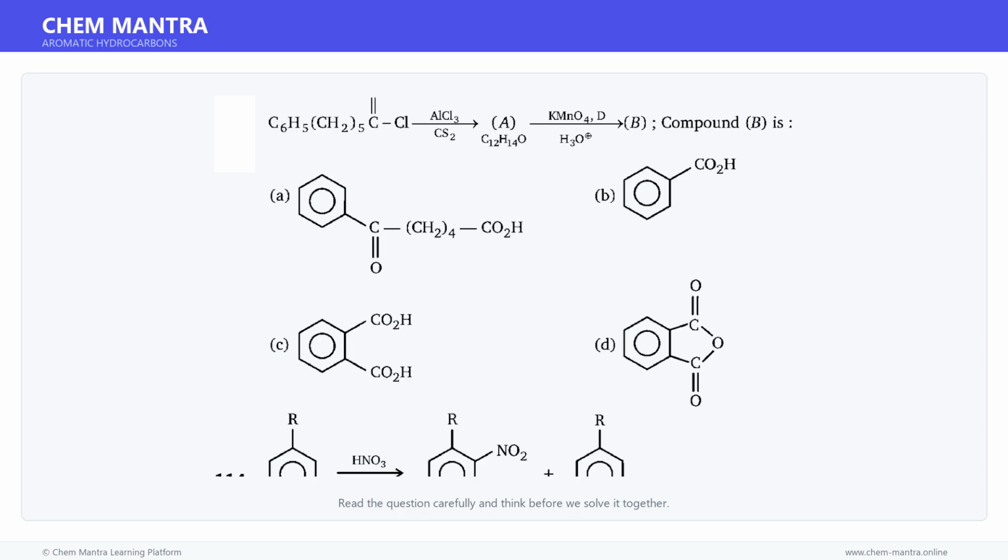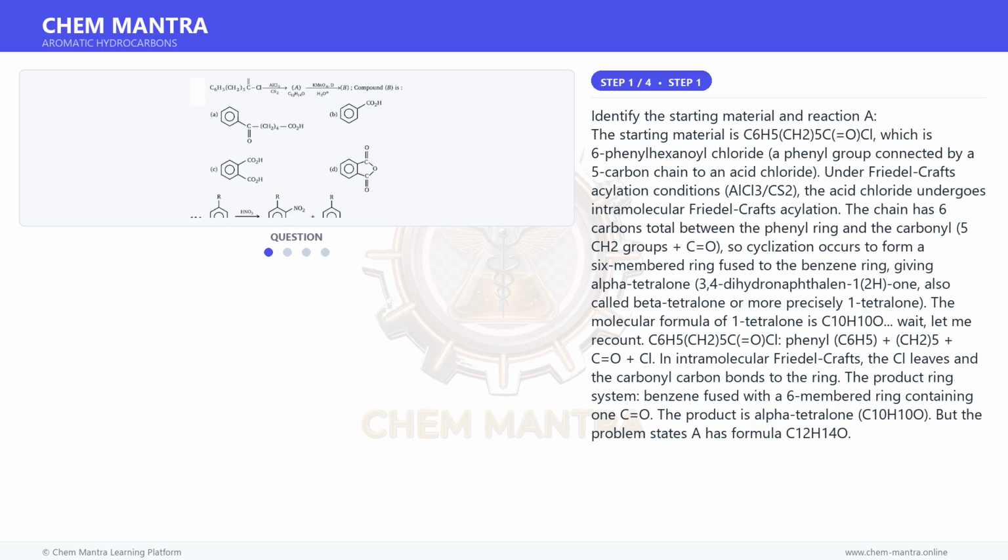Here is a question. Read it carefully and think about the answer. Let us solve it step by step. Let us begin solving this step by step. Identify the starting material and reaction A.